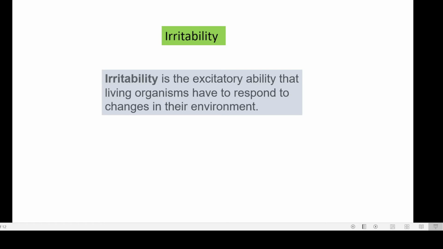Now let us move to irritability. Irritability is the excitatory ability that living organisms have to respond to changes in their environment. I am giving you two examples. If you put some hot object on your hand, then what will happen? You will immediately remove your hand. Similarly, if you put some ice cubes on your hand, you will also immediately remove your hand. So these are the signs of irritability.